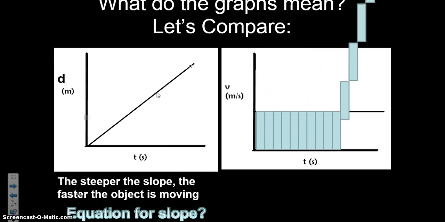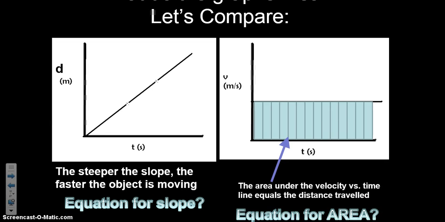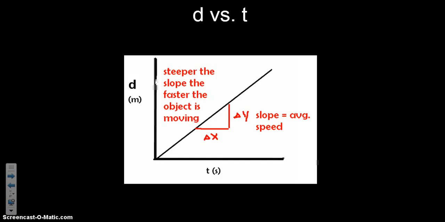What about if we filled in the area under the velocity versus time graph? Then we'd have to get velocity times time, and if you have a look at your equation, that means distance traveled. So there we use the equation for area.